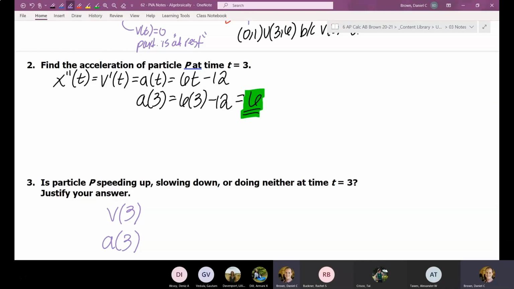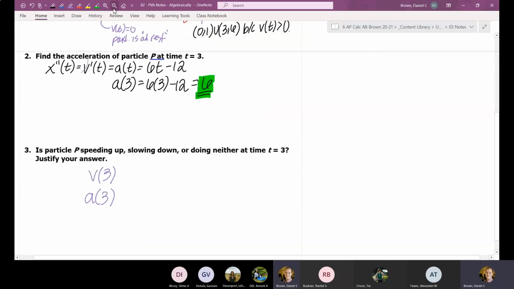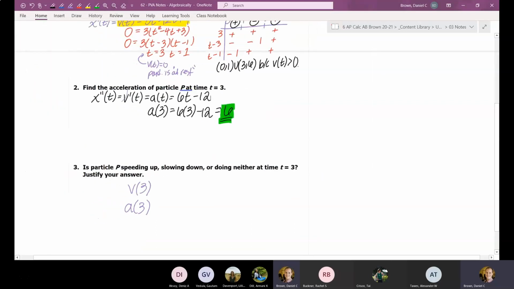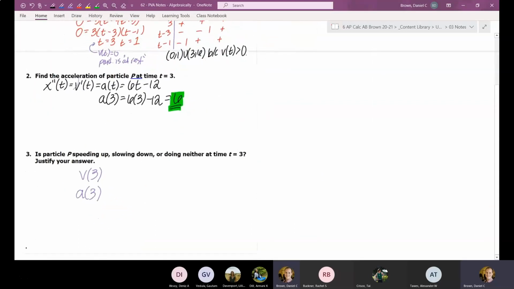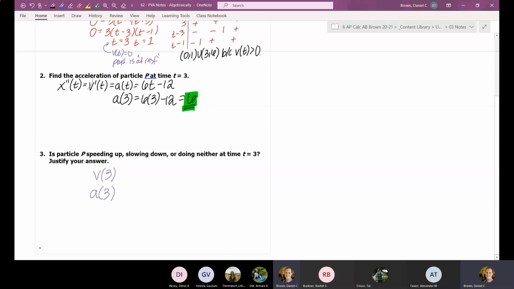So if I'm looking at this one, I'm going to zoom out so I can see everything. This one doesn't work out as nicely, but we can still talk about it. What do we see that a of 3 is already? 6. It doesn't really matter what the number is. We just care about whether it's positive or negative. So it is greater than 0.